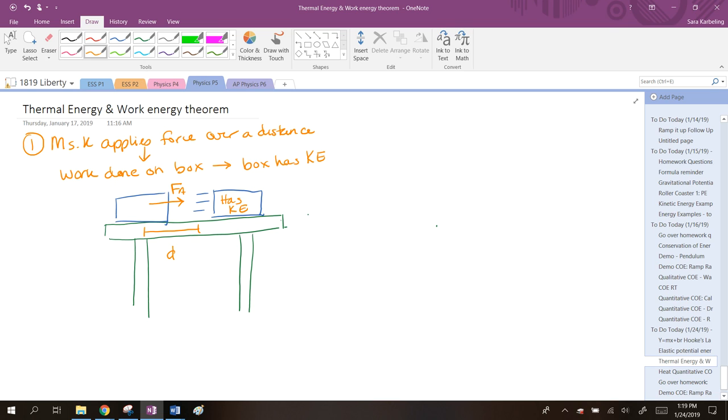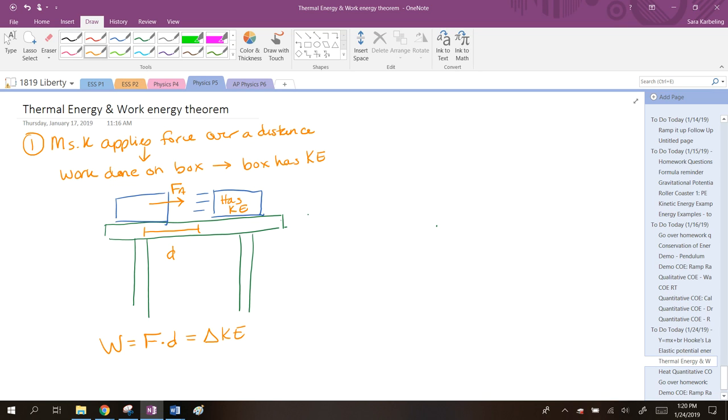We remember that work is equal to force times distance. This is the very first thing that we did in this unit. And then we also said that work is equal to the change in, in this case, kinetic energy. So far, so good?